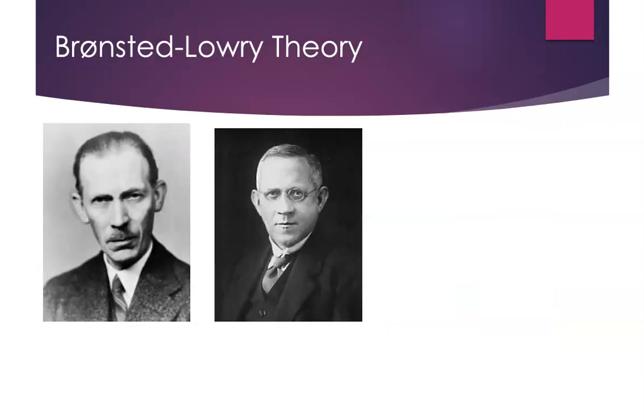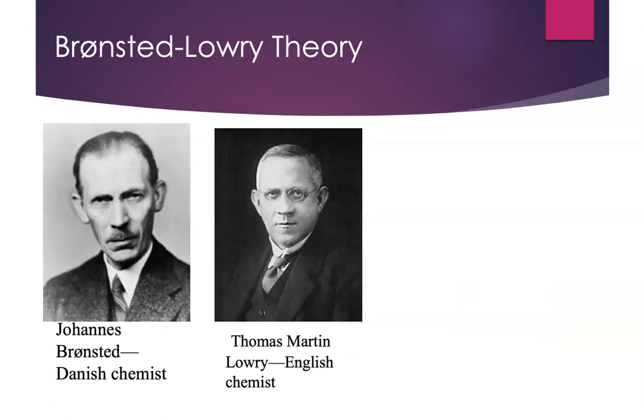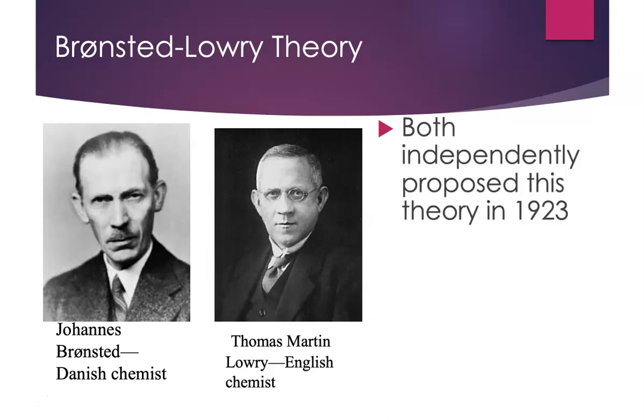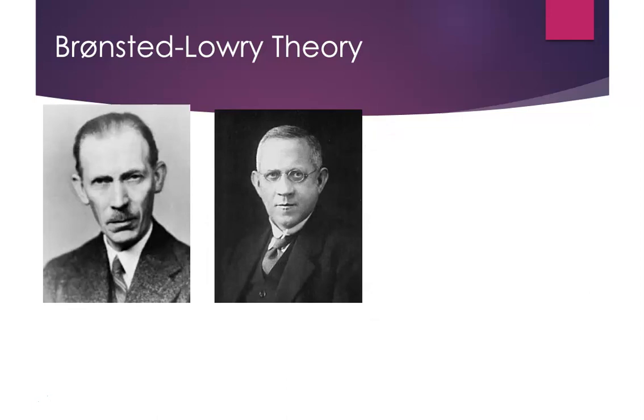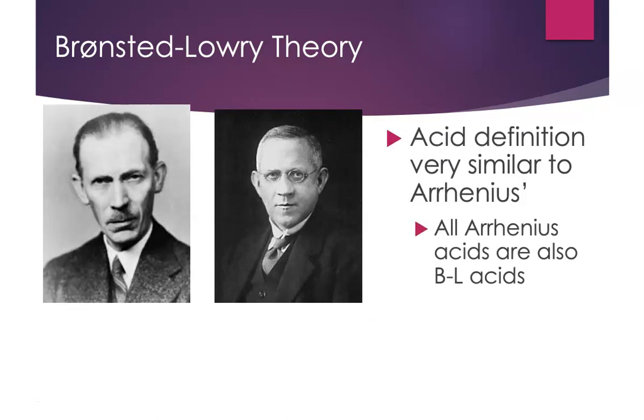So this brings us to Bronsted-Lowry theory, which was proposed in 1923 by Johannes Bronsted, who was a Danish chemist, and Thomas Lowry, who was an English chemist. They both came up with this idea independently of each other and both published it, and they both get credit. So it's a fairly different theory from Arrhenius theory. The acid definition is actually not that different from what Arrhenius said. And so this means anything that's an acid in Arrhenius theory is also an acid in Bronsted-Lowry theory.